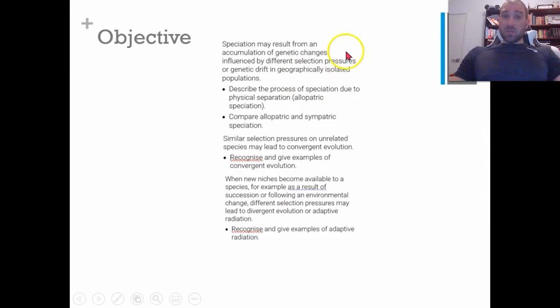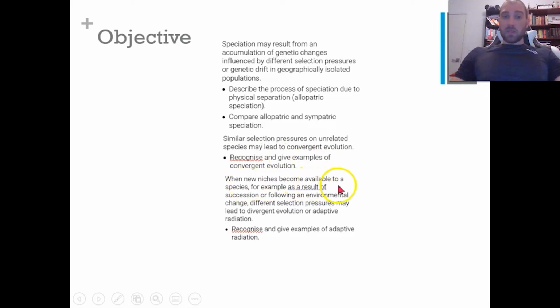So science understandings we're going to look at. Speciation may result from an accumulation of genetic changes influenced by different selection pressures or genetic drift in geographically isolated populations. Describe the process of speciation due to physical separation, allopatric speciation, and compare allopatric and sympatric speciation. Similar selection pressures on unrelated species may lead to convergent evolution. Recognize and give examples of convergent evolution.